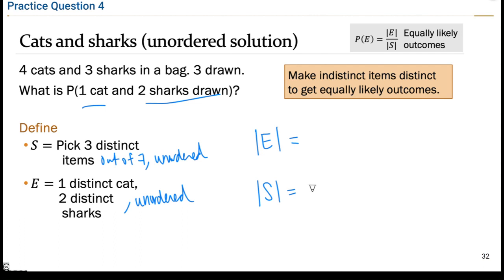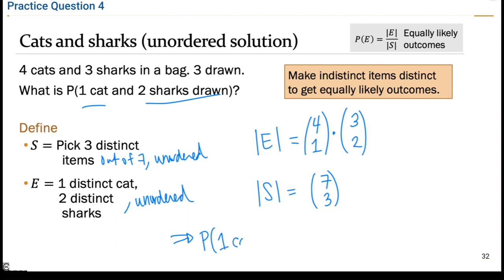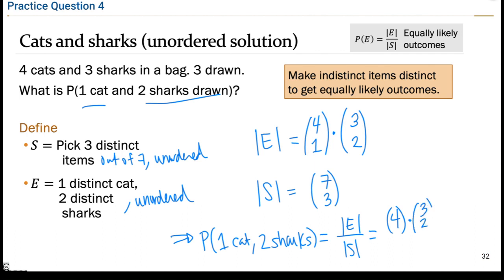Okay, so how many ways can I pick 3 distinct items out of 7 unordered? That's classic combinations. 7 choose 3. And up here, how many ways can I choose 1 distinct cat? Let's see, I have 4 cats, I'm choosing 1. And then I have 3 sharks total, and I'm choosing 2. So at the end of the day, the probability for our answer, probability of 1 cat, 2 sharks, is exactly this over this, which ends up being 4 choose 1 times 3 choose 2 over 7 choose 3.